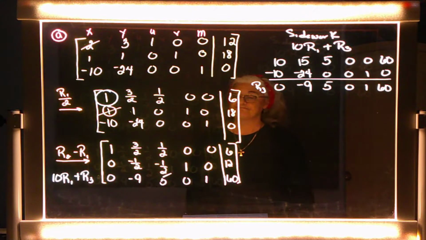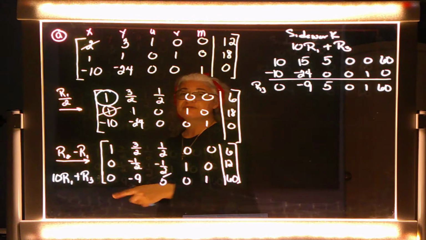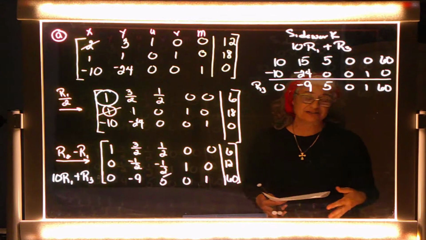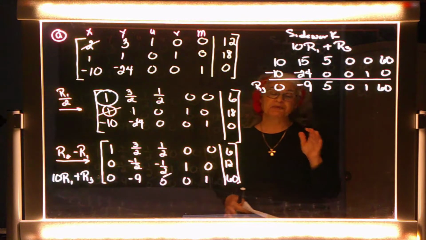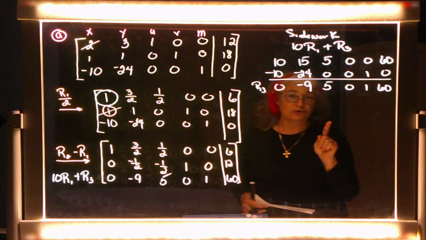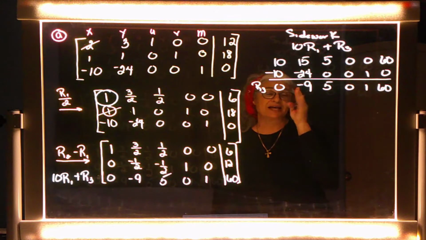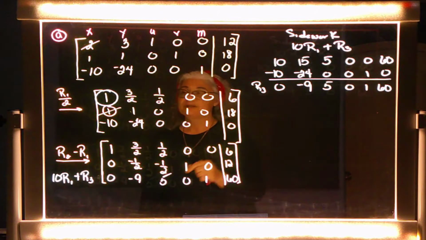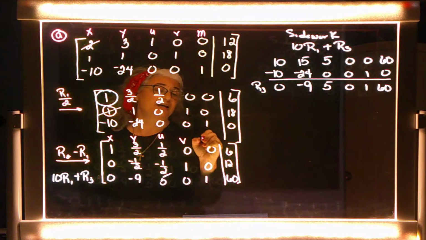So now, the pivot number was 2. We made it into a 1. The other two numbers in that same column, we got them to be zeros. And now it's time to find that second group, the new group 2. Remember what our goal was. After we do this work, our goal is to look for the columns that have the 1s and the 0s in them. Let me relabel our columns. This one's X, Y, U, V, and the M.